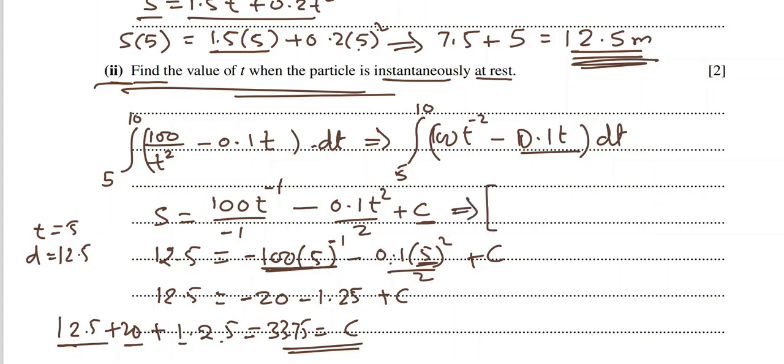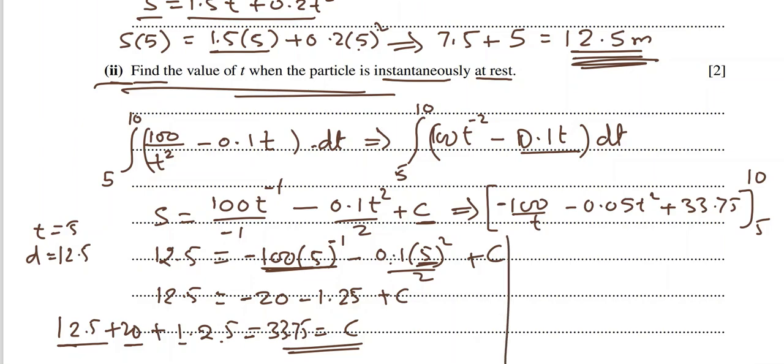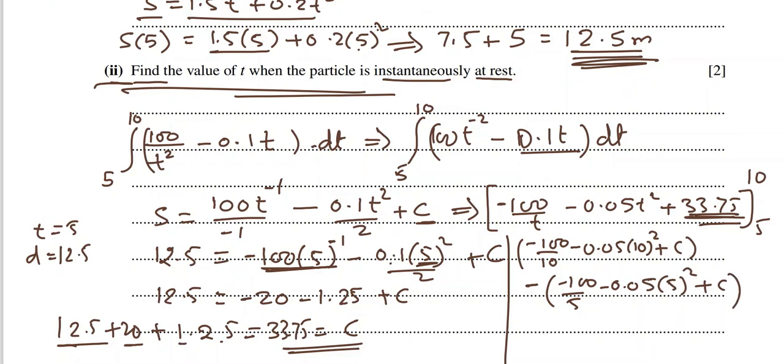All right, so now let's simplify: minus 100 over t minus 0.1 divided by 2, which is 0.05 t square, and c is now known as 33.75, from 5 to 10. In this we will substitute 10 and 5 one by one. I just noticed that 33.75, c, was not needed because it will be cancelled ultimately. But it's okay, we have done it. So minus 100 over 10 minus 0.05 times 10 square plus c, minus minus 100 over 5 minus 0.05 times 5 square plus c. Because c is in both, it gets cancelled out, so there was no need to find this, but we did it.